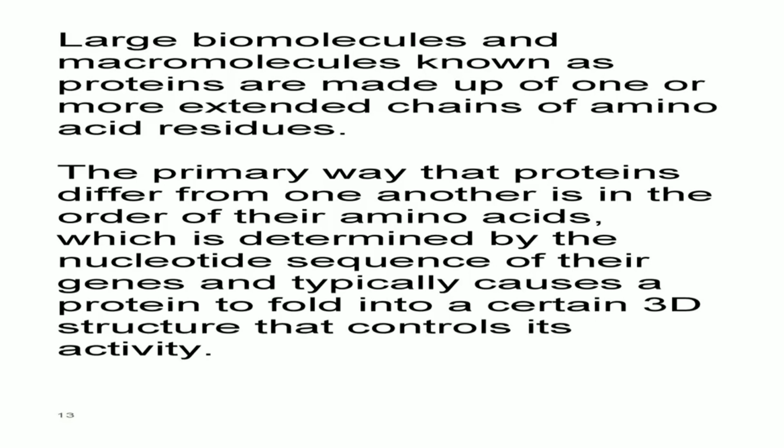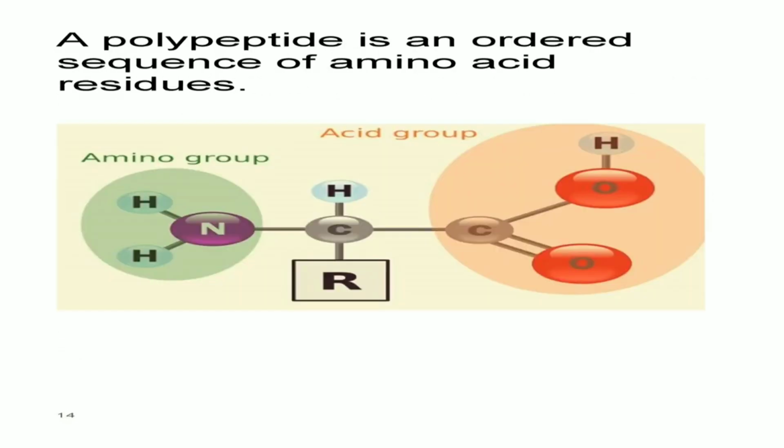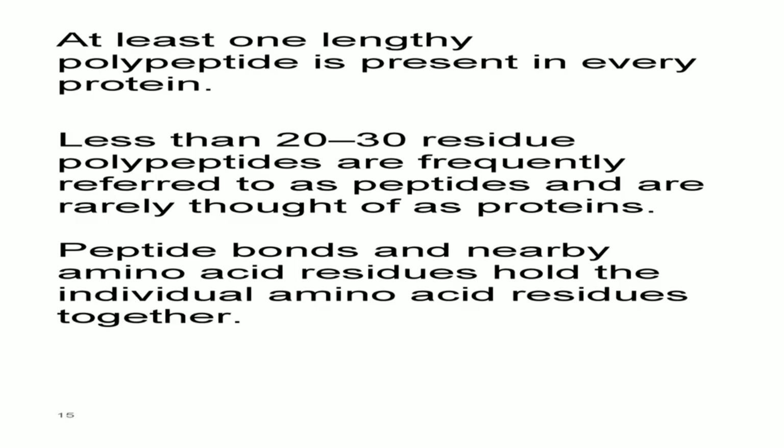Large biomolecules and macromolecules known as proteins are made up of one or more extended chains of amino acid residues. The primary way that proteins differ from one another is in the order of their amino acids, which is determined by the nucleotide sequence of their genes and typically causes a protein to fold into a certain 3D structure that controls its activity. A polypeptide is an ordered sequence of amino acid residues. At least one lengthy polypeptide is present in every protein.